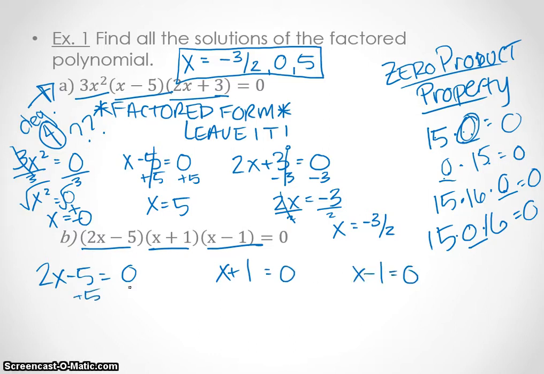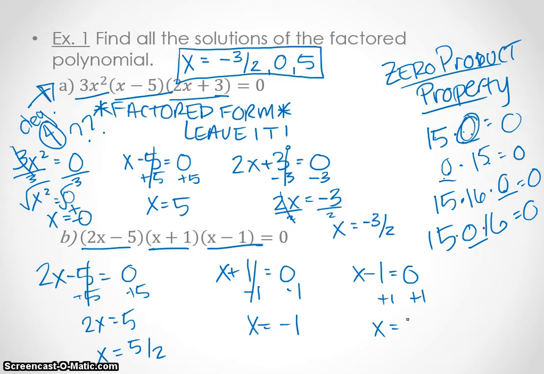Solving this first guy, we add 5 to both sides. We get 2x equals 5. We divide each side by 2. We get x equals 5 halves. And we subtract 1 from each side here. X equals negative 1. We add 1 to each side here. So x equals positive 1.